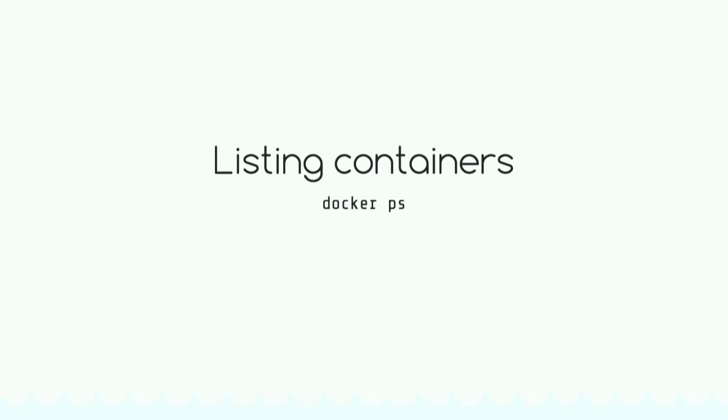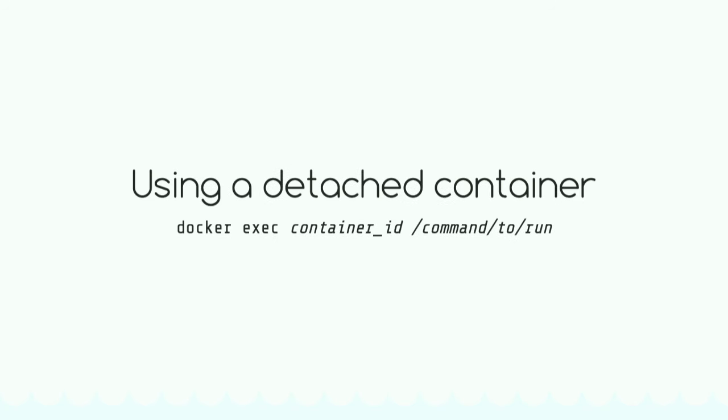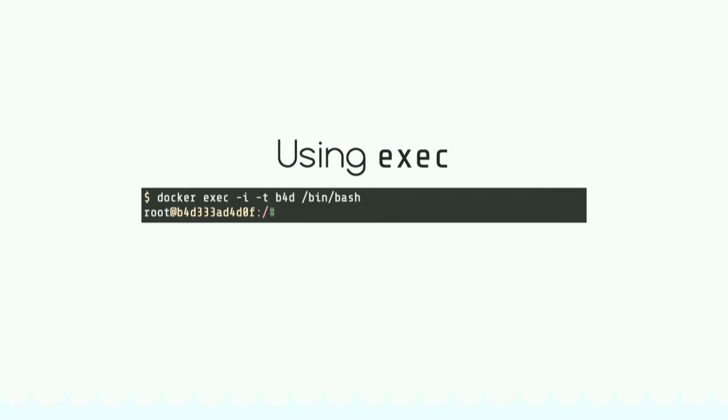How do you list the containers on a system? Docker PS, think process like the Unix process command. Now let's say you want to task into a particular detached container that you ran in the background. You do a Docker exec. You pass the container ID and the command to run. So if we wanted to task into that b4d container that we created earlier, docker exec -i -t b4d and the command. And we're back inside that container that was running in the background.